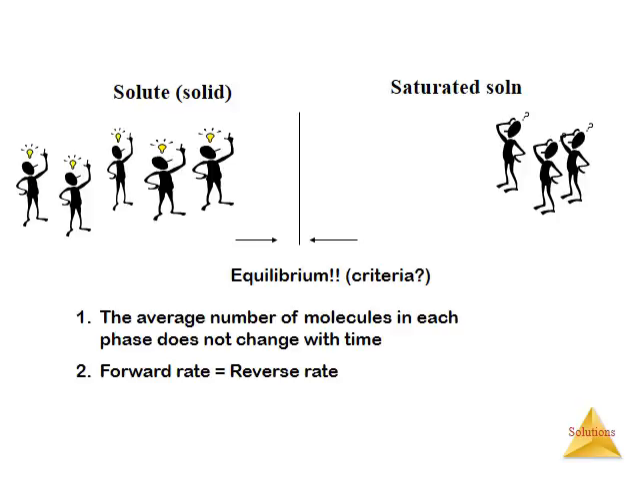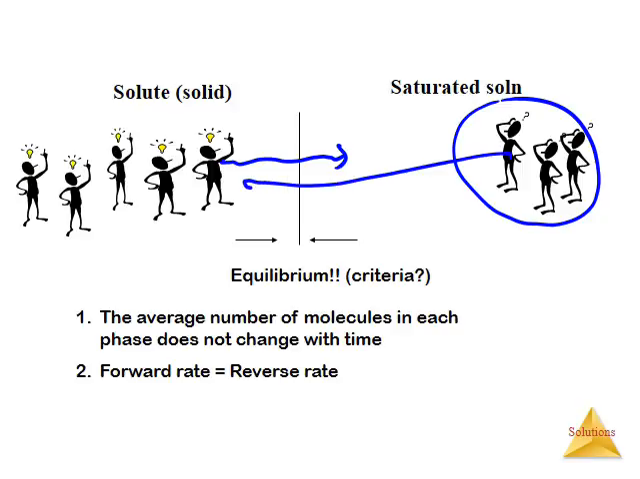Here you are seeing that after some of the solid goes in solution, so these are the solids that are in the solution phase. If one of these solids goes to the solution phase, one of the solids from the solution goes back to the solid. And this happens when it reaches equilibrium. So this is how we define equilibrium in the dissolution process, in the solution process. The average number of molecules in each phase does not change with time when you reach equilibrium. Forward rate equals reverse rate, just like any other equilibrium.